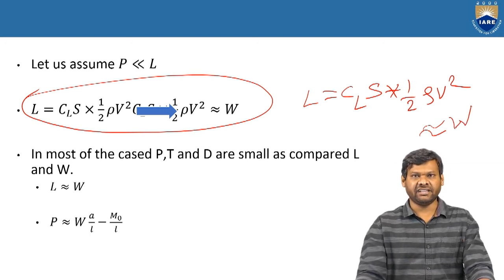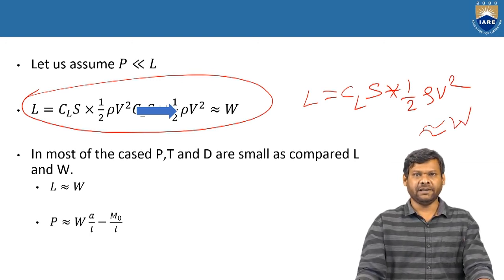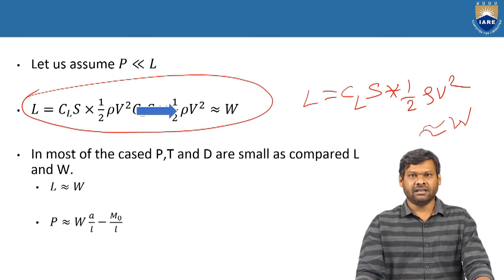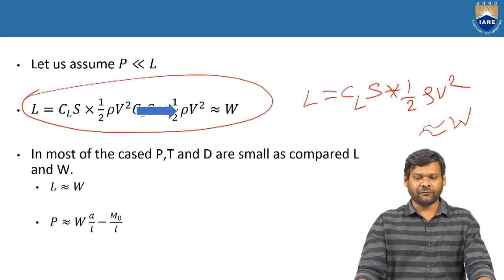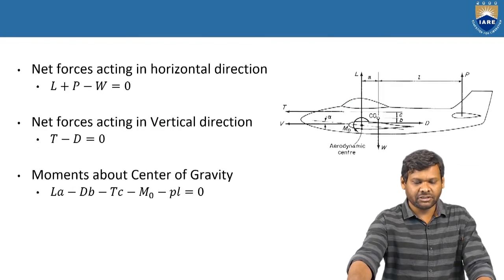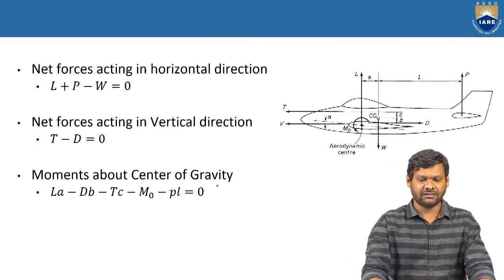This is a case when the force acting on a tail plane, that is the lift acting on a tail plane, is comparatively less when compared to the lift acting on a wing. And moreover, 90% of the lift force is generated by the wing itself. In most of the cases, the powers P, T and D are small as compared to L and W. So what we can write is L is approximately equal to W and P is approximately equal to W A by L minus M naught by L. You can deduce it easily from these equations.